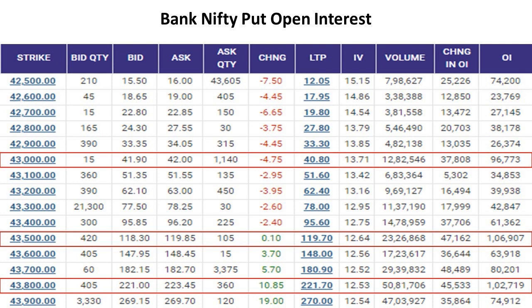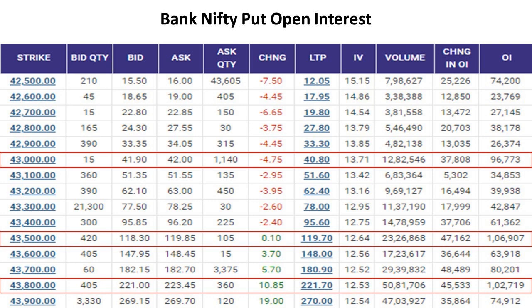Now here you can see there has been a rise in the open interest, rise in the volumes. Implied volatility is slightly high. It is between 12.53 and 13.71, and option premium is neutral.